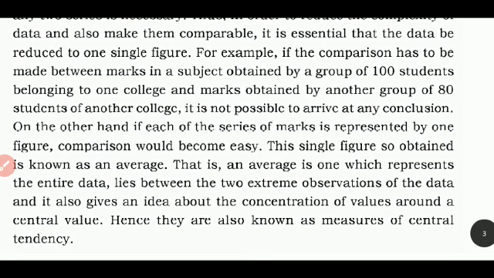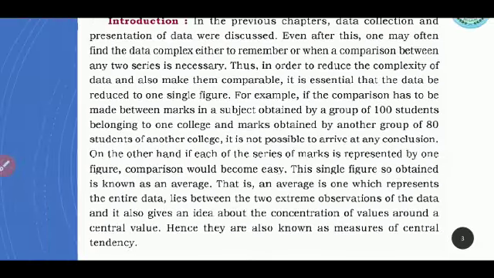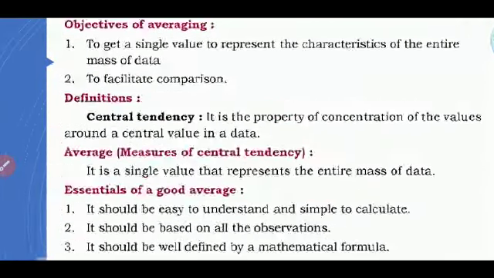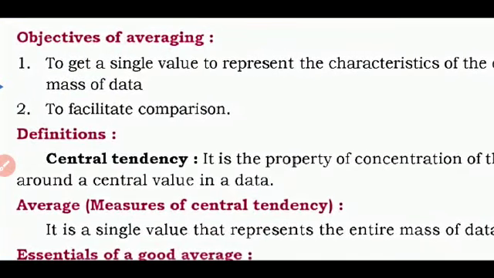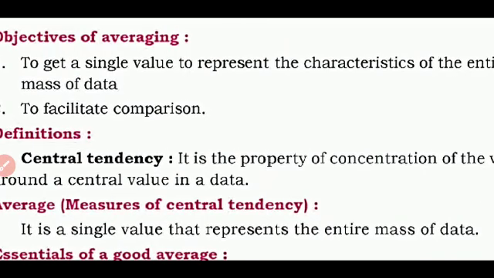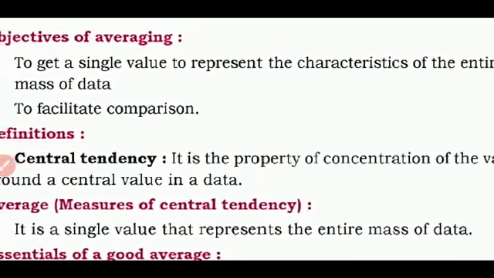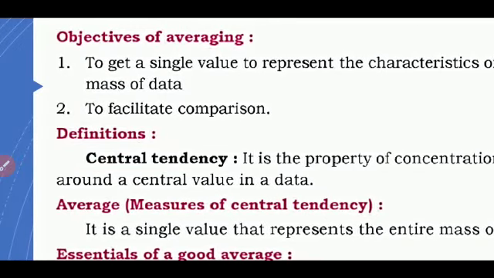An average is one which represents the entire data, lies between two extreme observations of the data, and also gives an idea about the concentration of values around a central value. Hence, they are also known as measures of central tendency. This is what I call the description part. Now, we will see the objectives of averaging, why we have to study central tendency. First point: to get a single value to represent the characteristics of the entire mass of the data, to facilitate comparison.